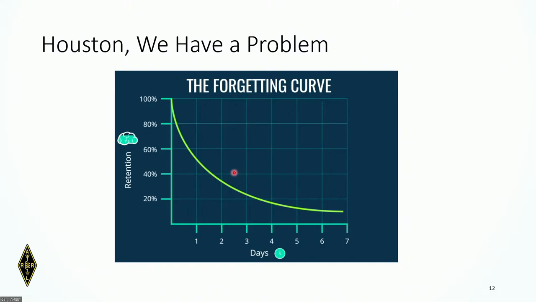This can get us into really big trouble. Our class is going to run over 10 weeks, and if you don't do anything about the problem, when we get to week 10, you're going to forget everything that you learned in week 2 and 3. So this is called the forgetting curve.